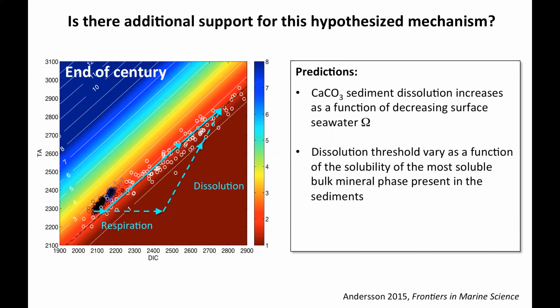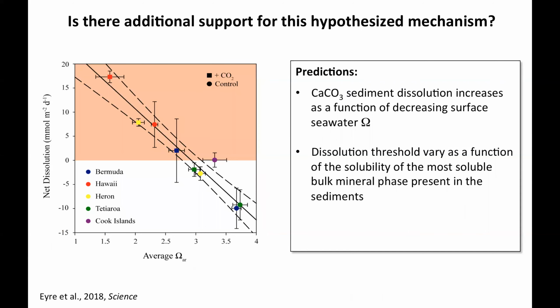So do we have any additional support for these hypothesized mechanisms? Well, we can make a few predictions that can be evaluated. For example, that calcium carbonate sediment dissolution increases as a function of decreasing surface seawater saturation state. And secondly, dissolution thresholds vary as a function of the solubility of the most soluble bulk mineral phase present in the sediments.